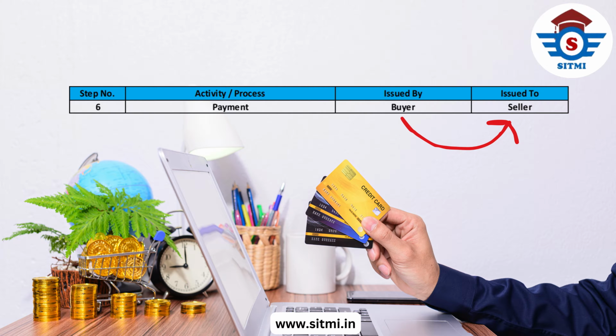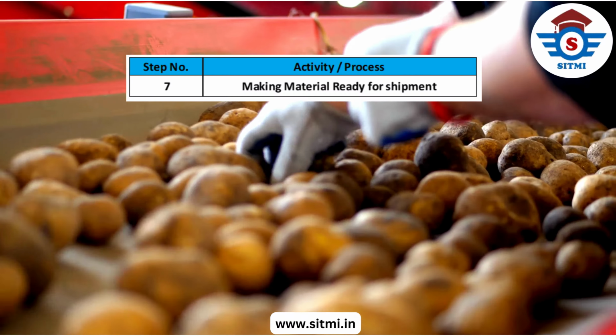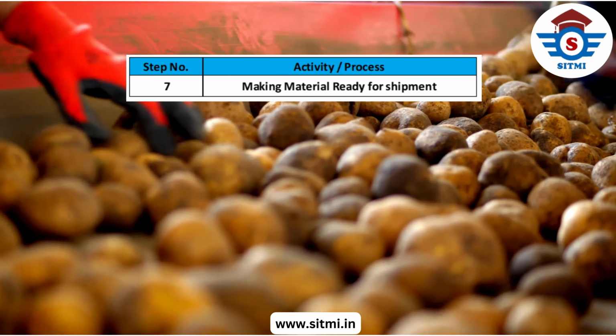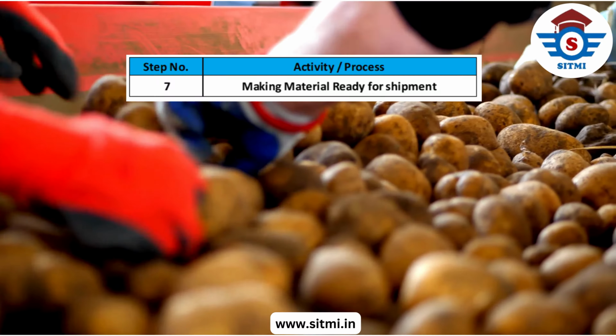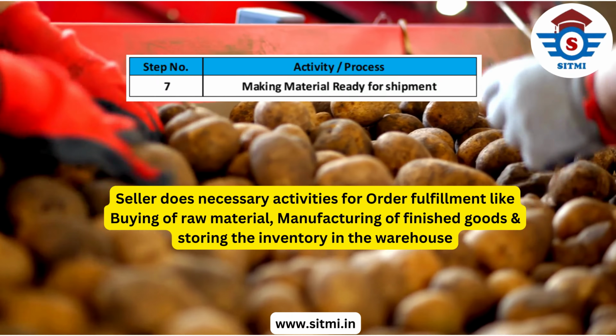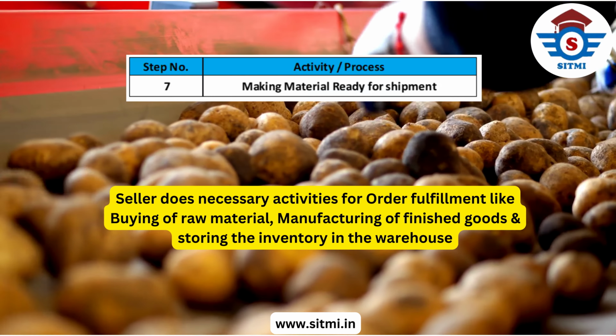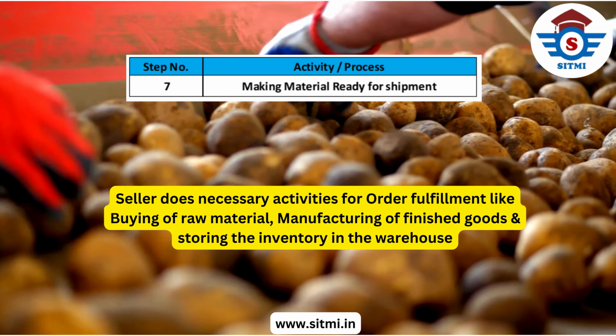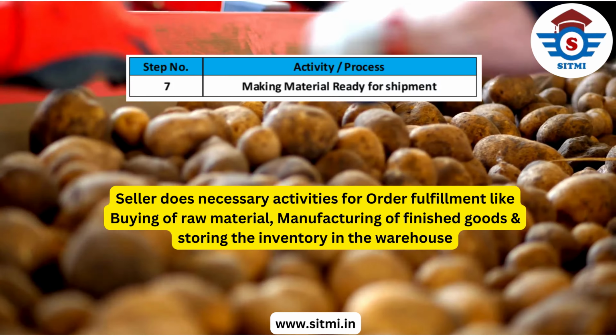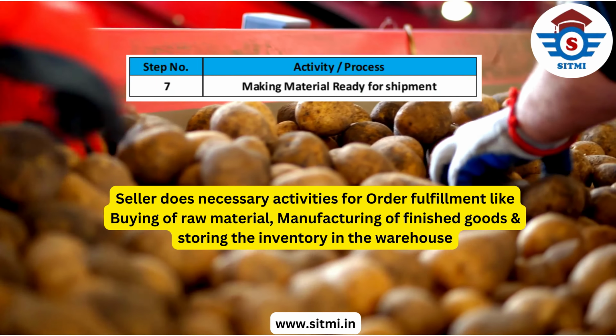So here we have assumed that the payment is made in advance by the buyer to the seller. Now the next step is making material ready for shipment. In this step, seller does multiple activities of order fulfillment, including buying of raw material, manufacturing of finished goods, and storing the inventory in the warehouse.